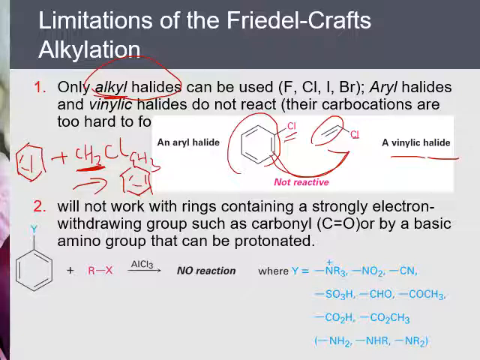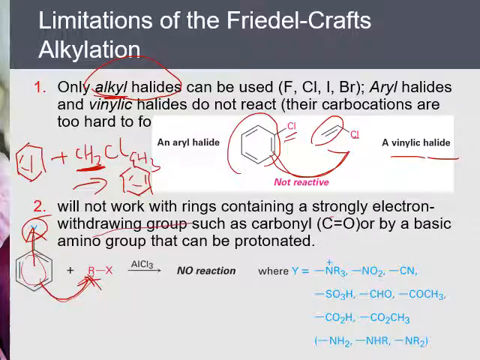Second, the reaction will not work with rings containing a strong electron withdrawing group. Remember, when the electrophile is activated, the pi bond will attack the alkyl halide because the benzene ring is electron rich, so the electrons can attack the activated electrophile. However, if you have a group that can take electron away from the benzene ring, then the benzene ring does not have enough electron, and the reaction cannot proceed.